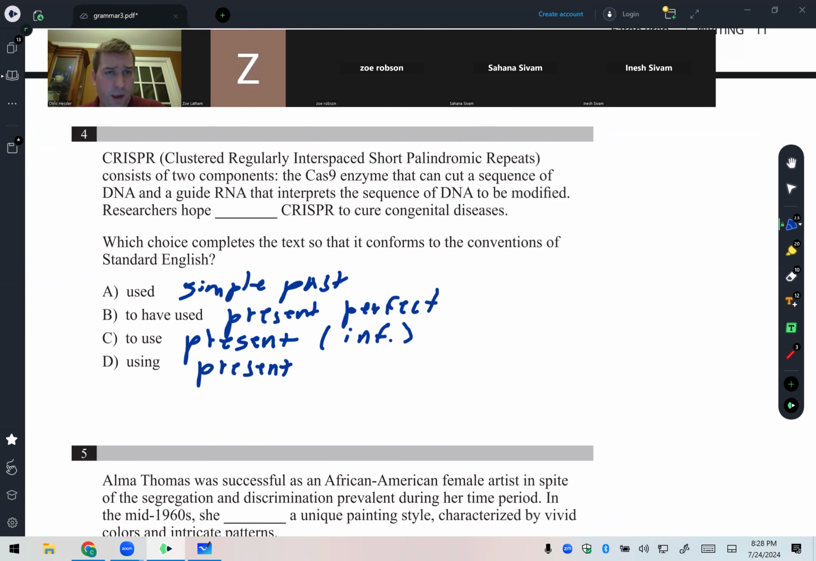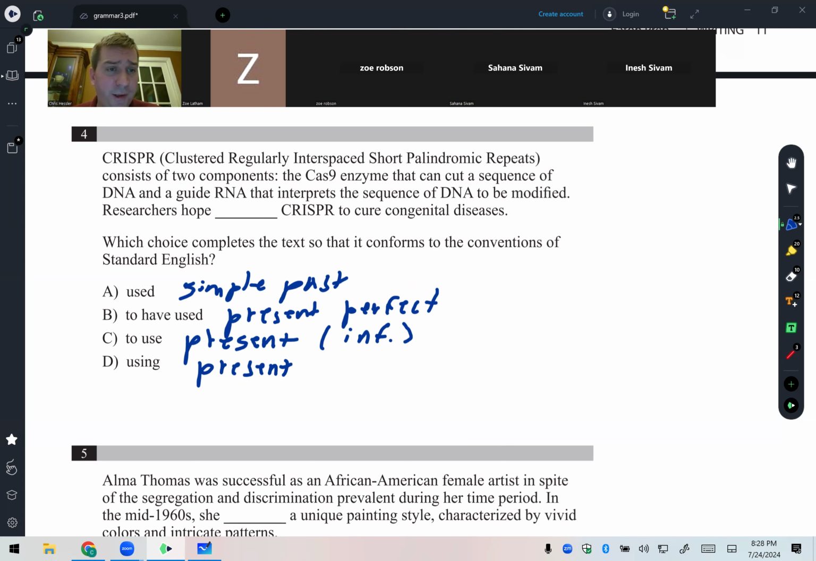CRISPR consists of 2 components, the Cas9 enzyme that can cut a sequence of DNA and a guide RNA that interprets the sequence of DNA to be modified. Researchers hope blank CRISPR to cure congenital diseases. All right, so for this one, I made some notes about these different forms.